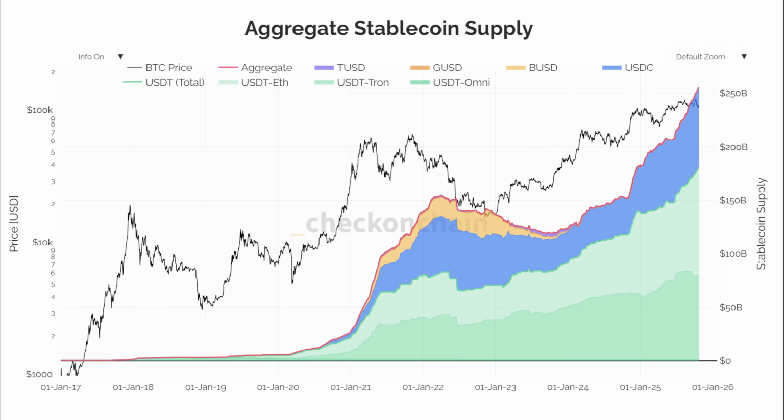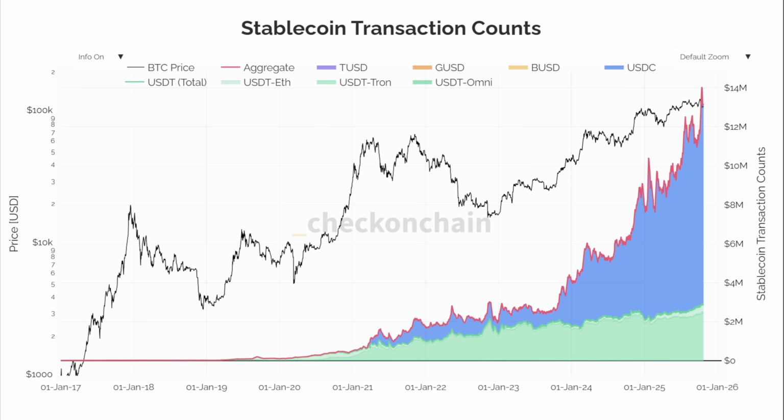Here's another chart, the aggregate stablecoin supply over time, and this time it's split up across different issuers. So we've got USDC, we've got USDT, and this of course grows over time, but we did have our contraction with Terra Luna. But what I find interesting is that the number of stablecoin transactions is growing even faster. It's growing even more consistently.